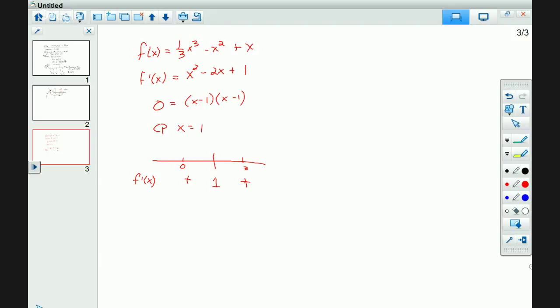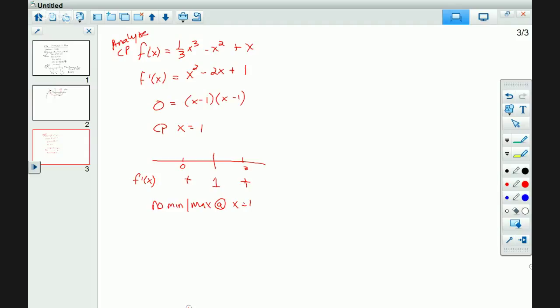We cannot conclude anything. What would they be asking us? It would be analyze the critical points again. Yeah, good point. So analyze. Yeah, so there's no min or max at x equals 1.